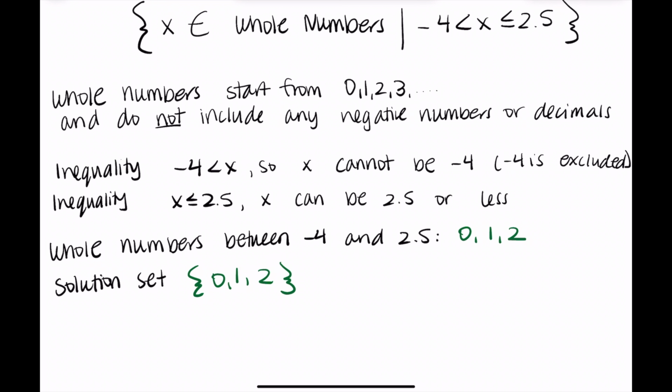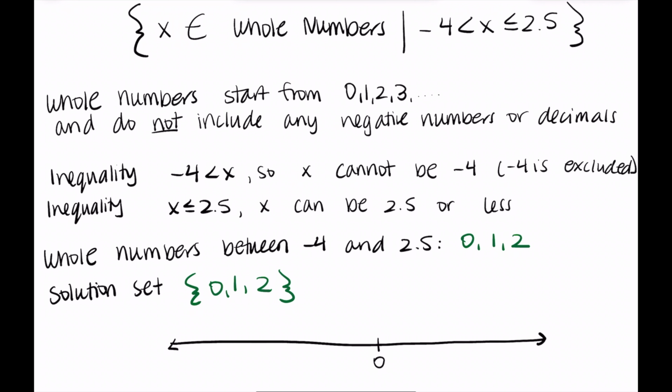And I will also go through and plot this on the number line for you guys. The 0, 1, and 2 will be marked with solid dots since they are included. And the -4 and the 2.5 will not be marked because they are not whole numbers. So we will just draw out our number line from -4 to 2.5 and mark 0, 1, and 2 with solid dots since they are the correct values to our solution set.